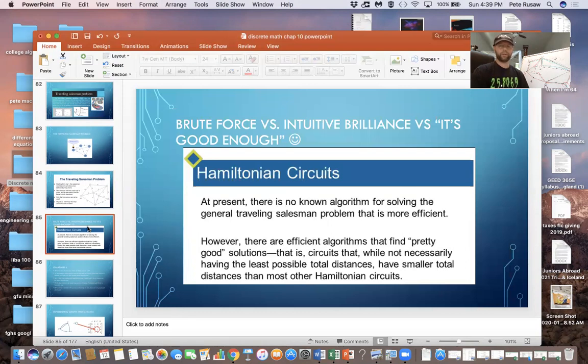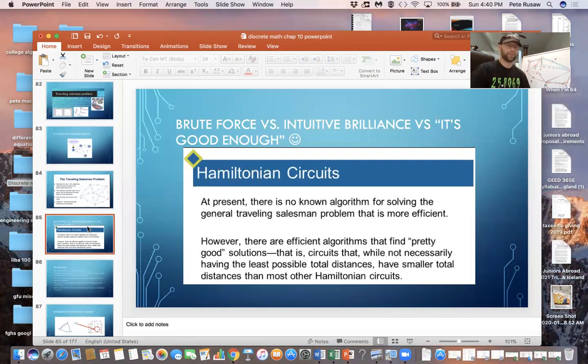At present, there is no known algorithm for solving the traveling salesperson problem. So we have to use brute force, which means try every route, or we have to make a lot of educated guesses, or we have to just try to find one that's pretty good and seems to beat all the other ones that we try and call it good enough. But it's kind of frustrating to have problems like this in mathematics that you just can't quite solve as well as you'd like to. And that's it, 10.2.